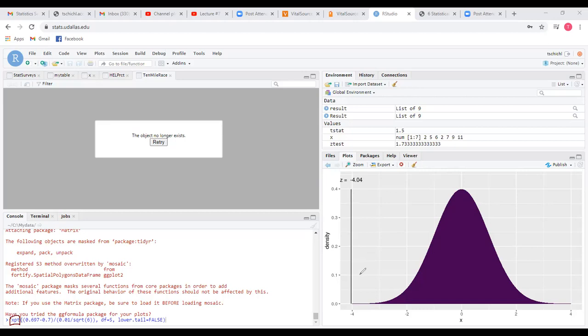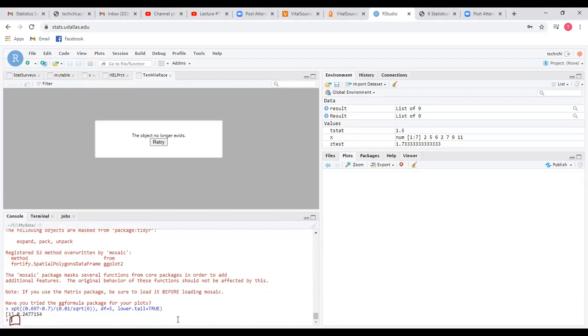All right, so you use the XPT, then this is 0.69 minus 0.7 divided by the standard deviation over the square root of n, right? Then the degrees of freedom is 5. And now you want to find the lower tail or not. Because this is a left tail, I want to find the lower tail, so you put TRUE here. Okay, now let's run it.